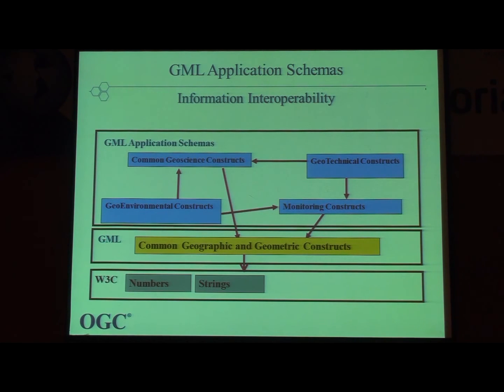Here's an example of an application schema that's built up on top of GML objects, which describe your common geographic and geometric constructs. The application schemas are your domain vocabulary, so if you describe geotechnical constructs, monitoring constructs, geo-environmental constructs, it's the GML geometries and feature model that gets imported by these application schemas. Then GML in turn uses W3C constructs like numbers, strings, and things like XLink. So there it is in a tier diagram.